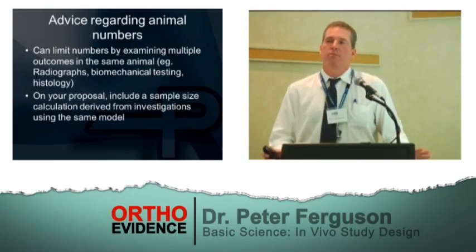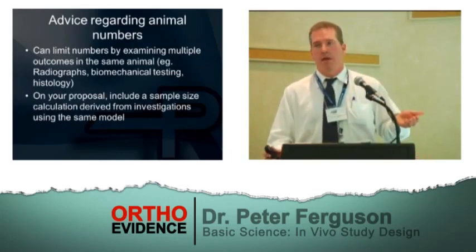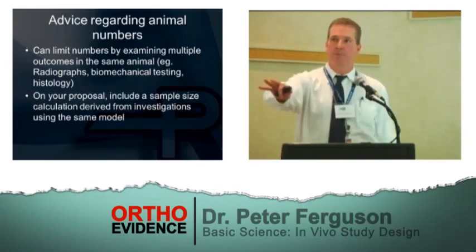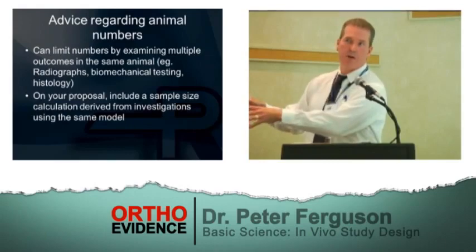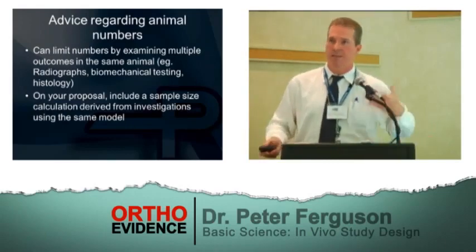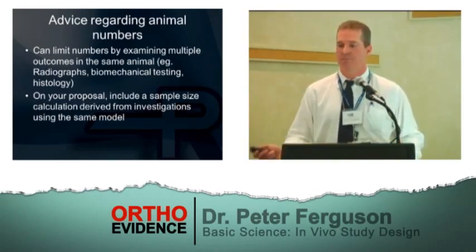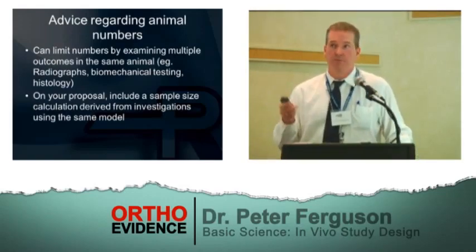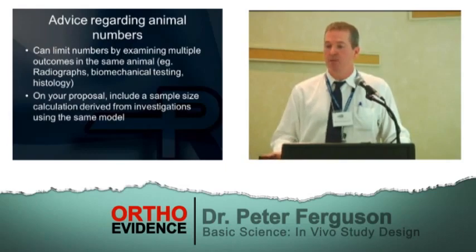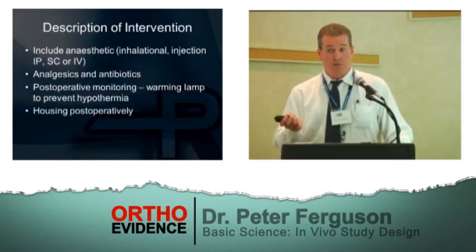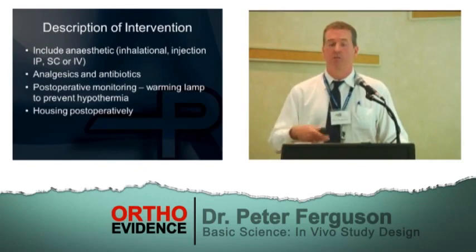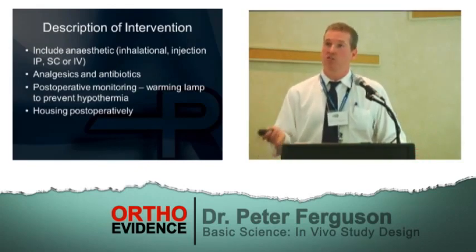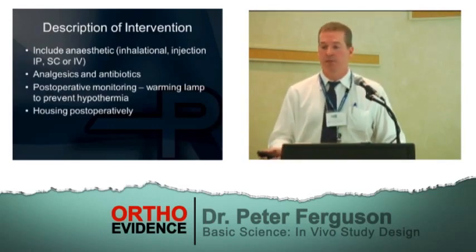You can limit your numbers sometimes by looking at multiple outcomes in the same animal. So don't have one set of animals where you're just looking at histology, and then another set you're looking at immunohistochemistry, and another set you're looking at radiographs. Combine them all together. That way you get the same results in a whole bunch of different animals. And you do want to do a sample size calculation from similar investigations maybe you've done or somebody else has done on that same model. You want to include your anesthetic that you're using, be it inhalational, injectional, however that is, intraperitoneal, subcutaneous, analgesics, antibiotics. All these have to be considered in your application.